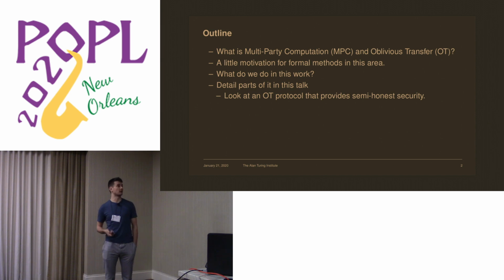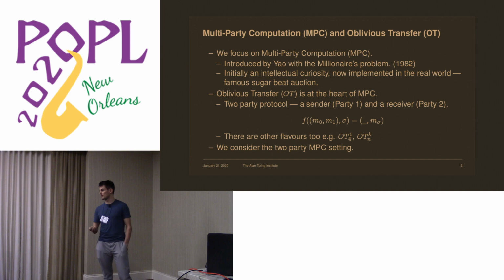So first, we'll just outline what MPC is and this sort of Oblivious transfer, and then provide a little bit of motivation as to why formal methods are needed in this area. Then outline what we do in this work, and then detail parts of it. So we'll look at an OT protocol, and hopefully we'll see how this works and how we can improve security with respect to it. So what is multi-party computation?